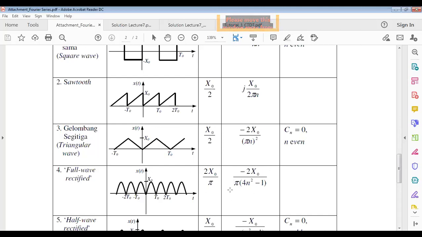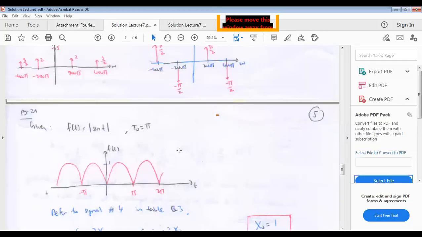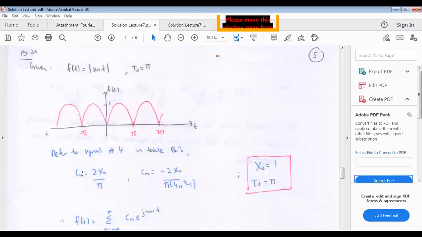Right, so we're going to use these two pieces of information. We're going to extract them to be used in writing these Fourier series coefficients for the sine t modulus. Okay, we go back to the solutions here. So this is what we have obtained.